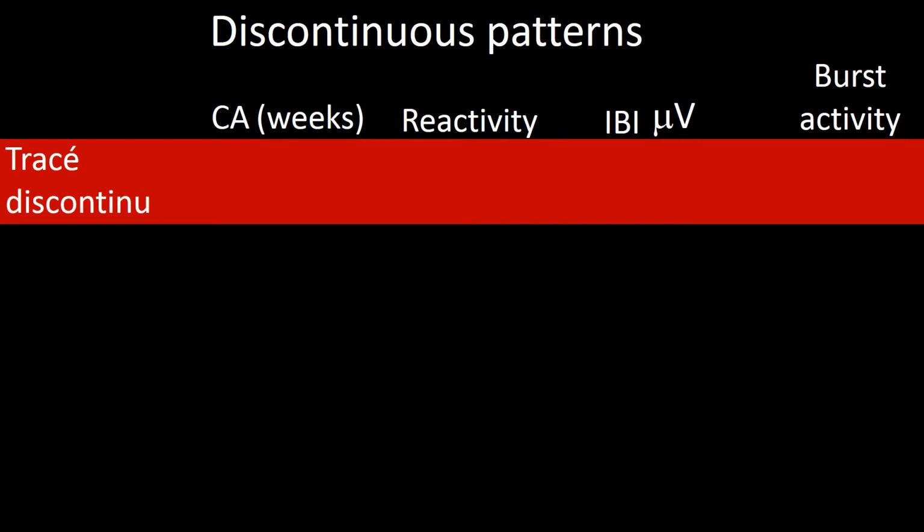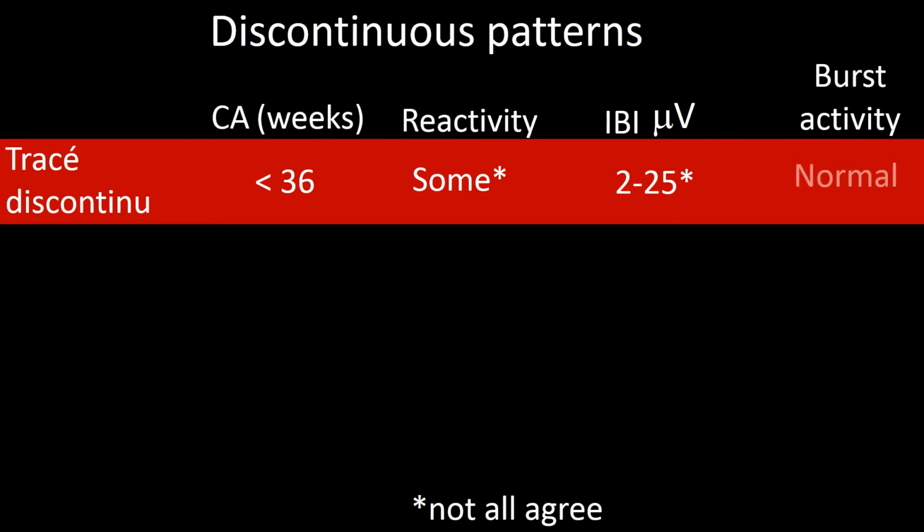Tracé discontinue is seen in babies less than 36 weeks, although some authors say that they can be found or can be present up to 40 weeks. Most agree that it is a reactive pattern, but some do not. The interburst amplitude is between 2 and 25 microvolts, and the activity during the burst is age appropriate.